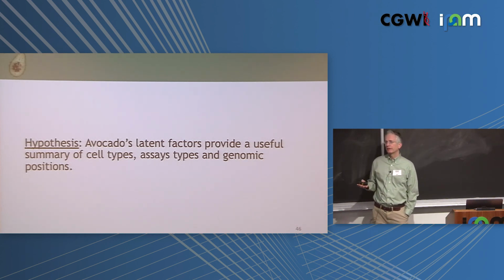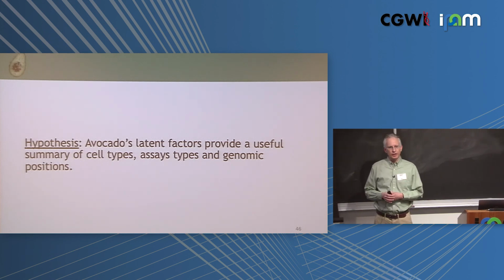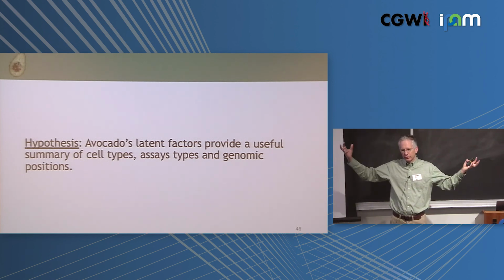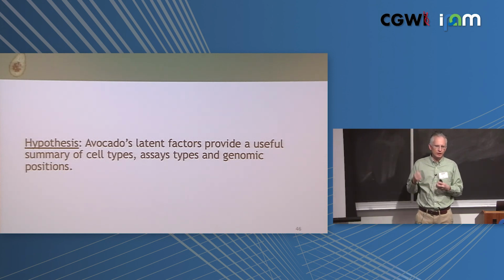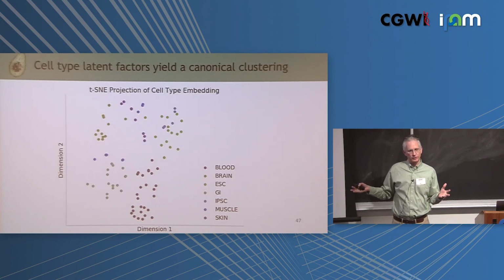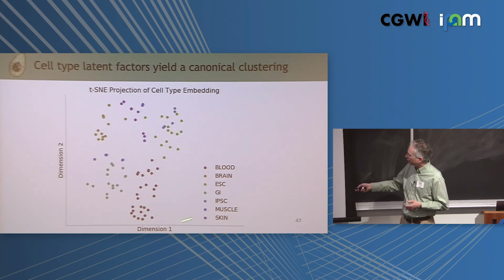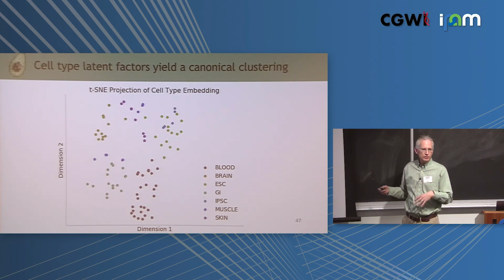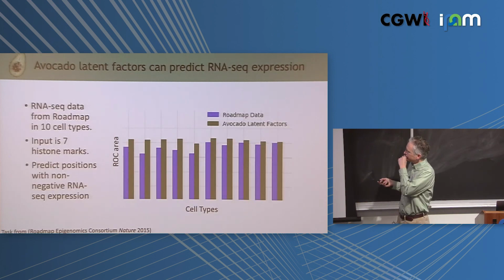So we're thinking of Avocado now not just as an imputation method, but as a general way to try to put all of the ENCODE and Roadmap data into a sort of computable representation that you can use for lots of different downstream tasks. So for example, if you just take the latent factors for the cell types and do a t-SNE projection, they all break out very nicely by the tissue type. So it seems like the latent factors are capturing something about cell types.